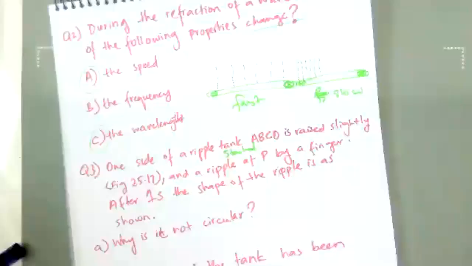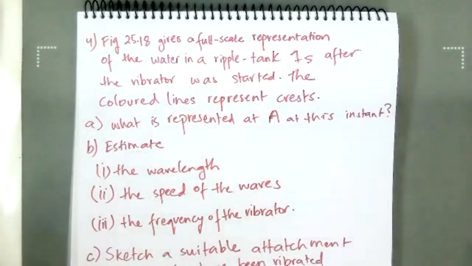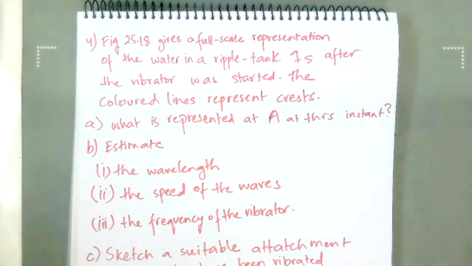Okay, then we have this. Sundus, go on. Question number 4. Figure 25.18 gives a full-scale representation of the water in a ripple tank 1 second after the vibrator was started. The colored lines represent crests. What is represented at A at this instant? So I'm just going to bring the book for the diagram.